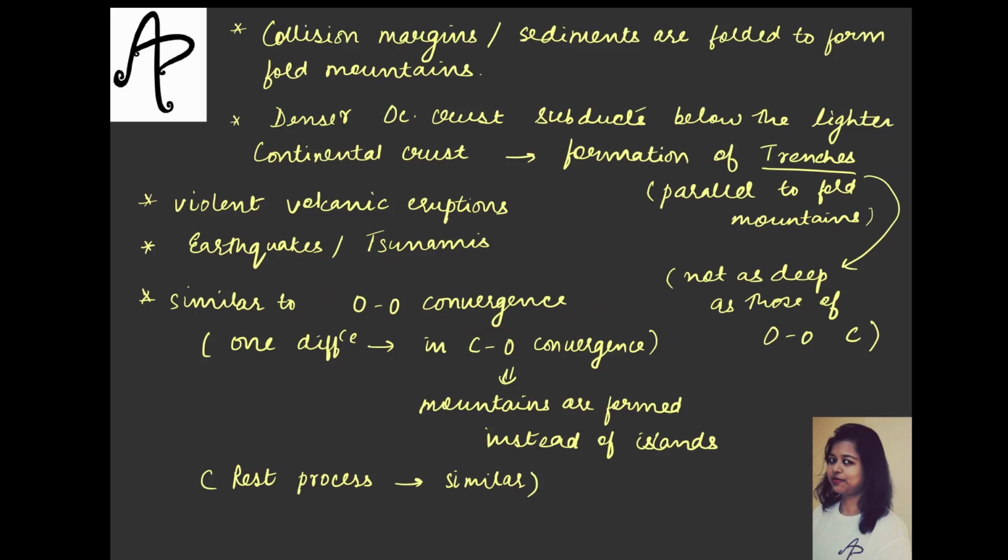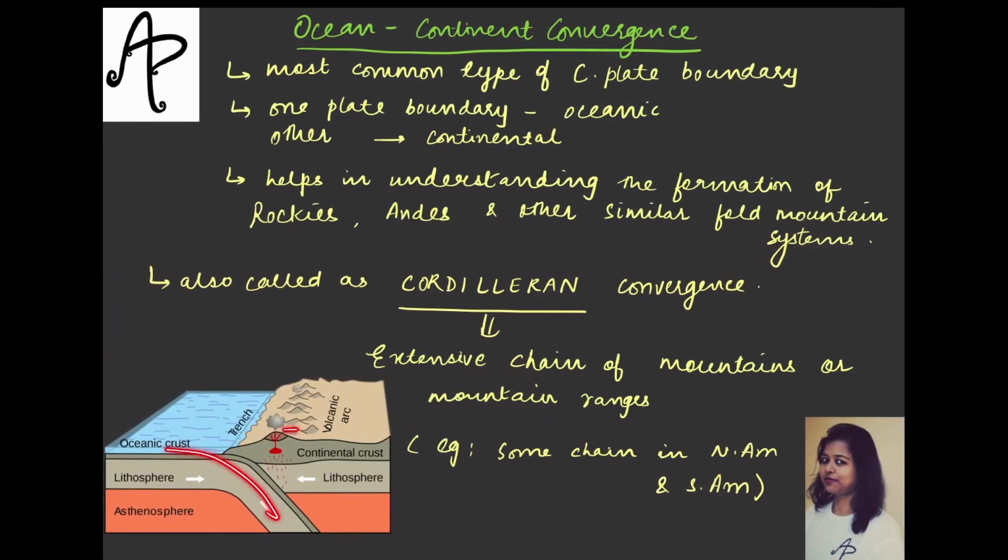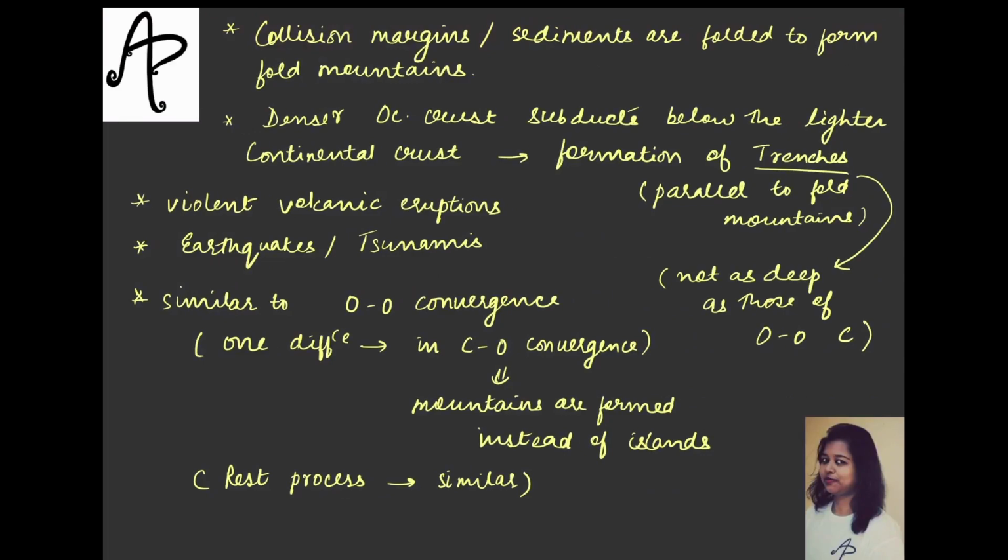So when these boundaries collide with each other, there is collision. On those collision margins, the sediments which are present there are folded and then they form the fold mountains. Of course, the oceanic crust is denser. It subducts below the lighter continental crust, which leads to the formation of trenches, and they are present parallel to the fold mountains. This much we have also seen in the case of oceanic.